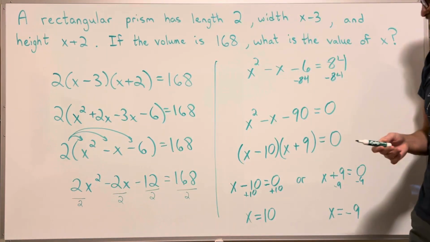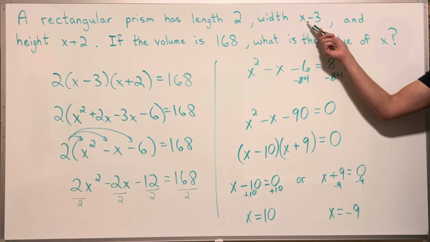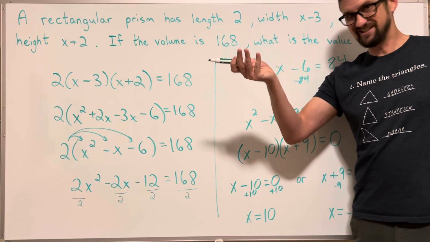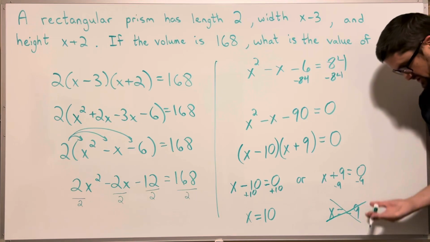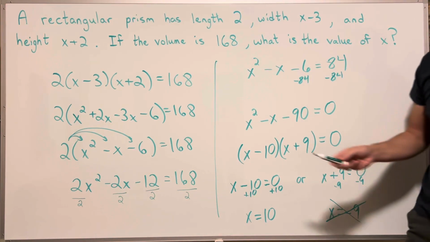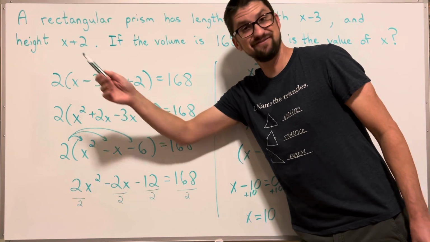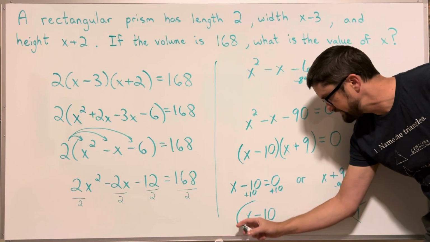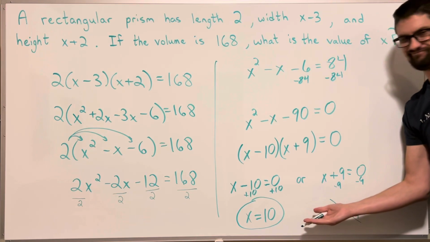That works out. If I try and use negative 9, negative 9 minus 3 is negative 12. Negative distance not going to work. So the negative 9 is no good. It creates negative distances. If I try and plug in negative 9 for x here, I get a height of negative 7. That's no good. So there's only one x value that is going to work in this situation. There you go.